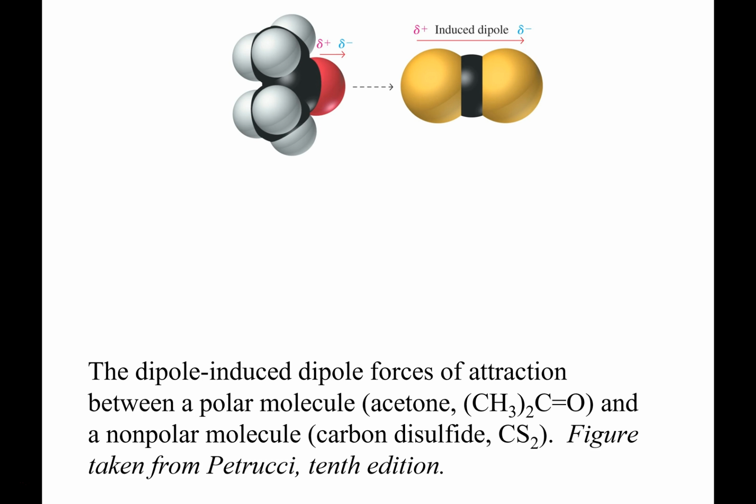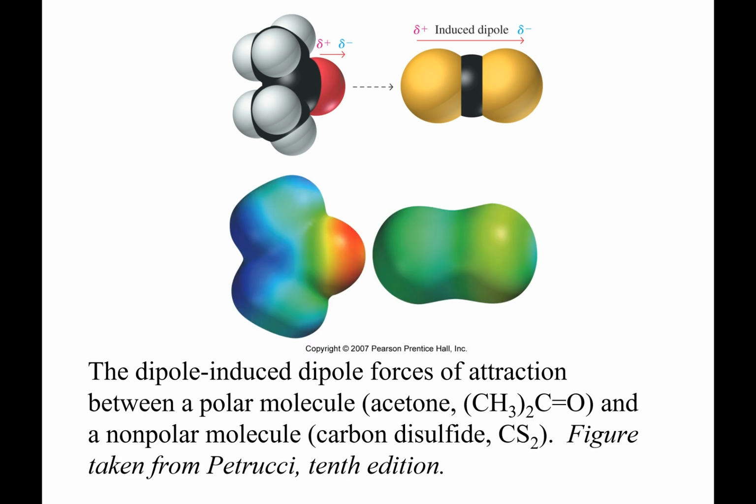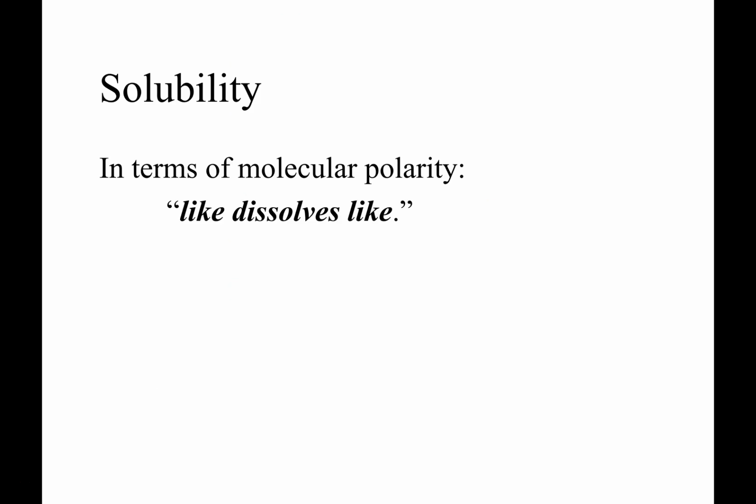So if you were going to get something nonpolar to dissolve into something polar, assuming that this is your solvent, which makes a pretty good solvent, acetone, then you're going to have a dipole-induced dipole intermolecular bond. And this is just trying to show you how the temporary dipole is induced on this CS2, and so it can connect with the partially negative end of the acetone. So like dissolves like, and unlikes don't dissolve. Okay.